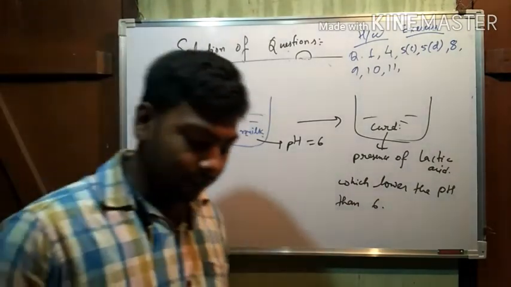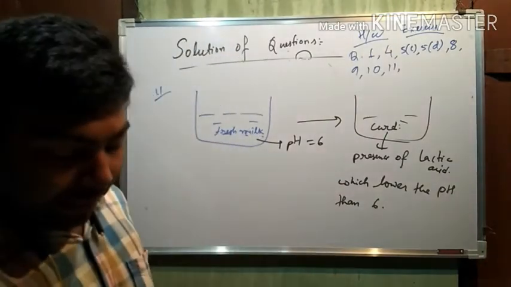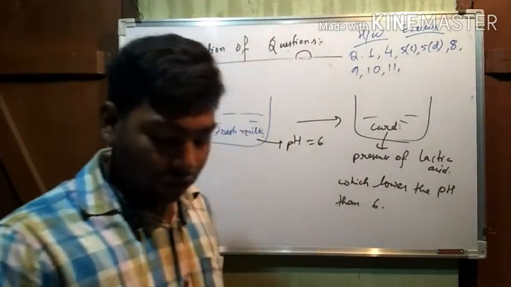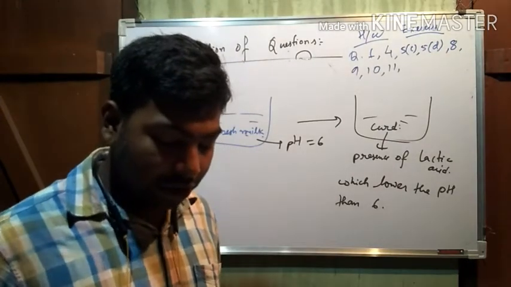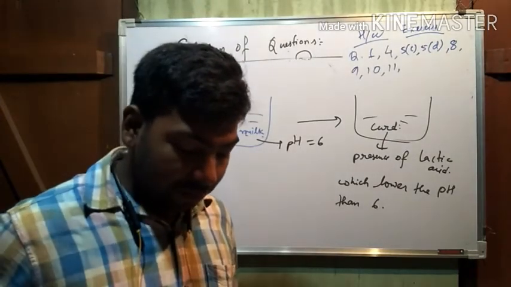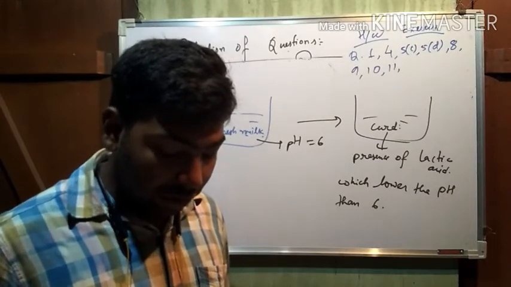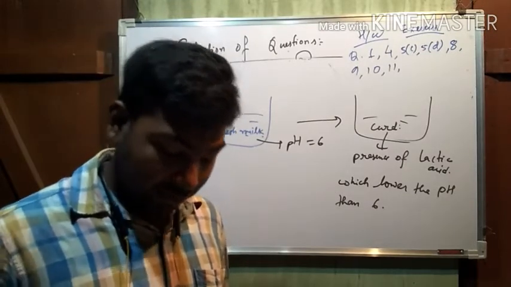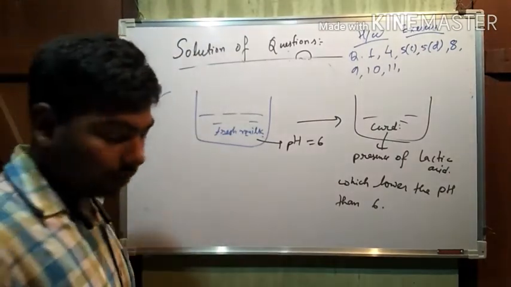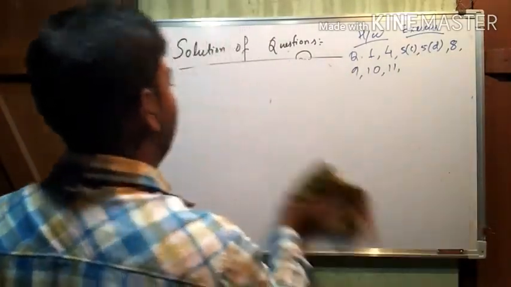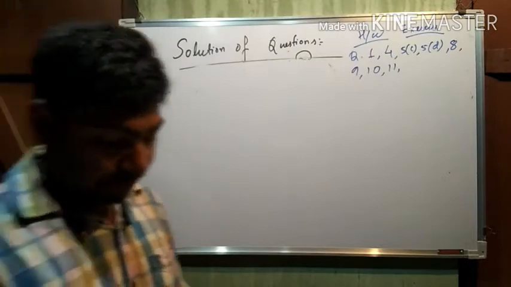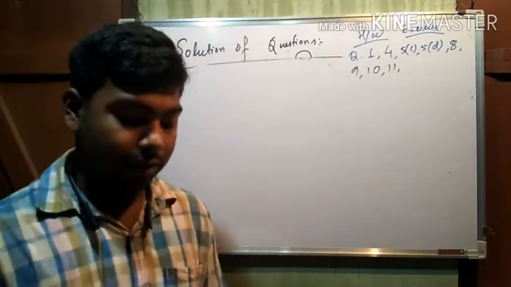Next, number 12. A milkman added a small amount of baking soda to fresh milk. Why does he shift the pH of fresh milk from 6 to slightly alkaline? Now I'm writing the answer.